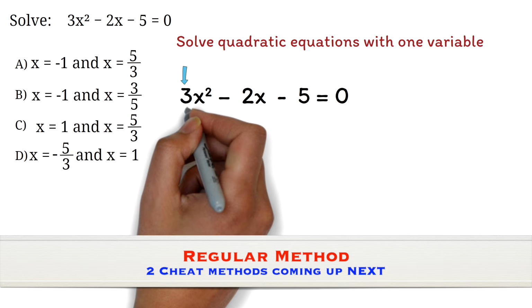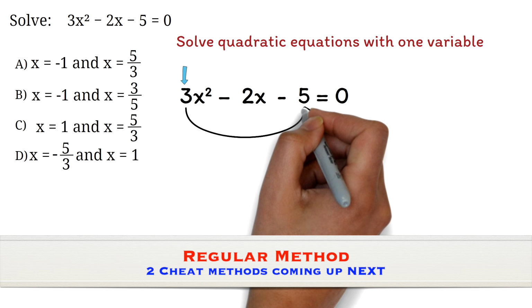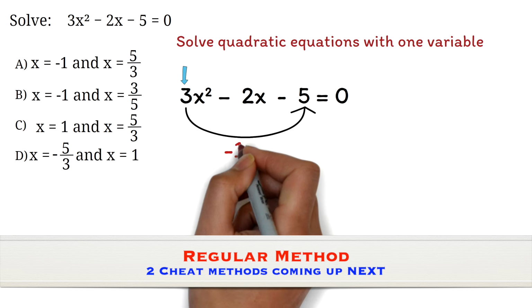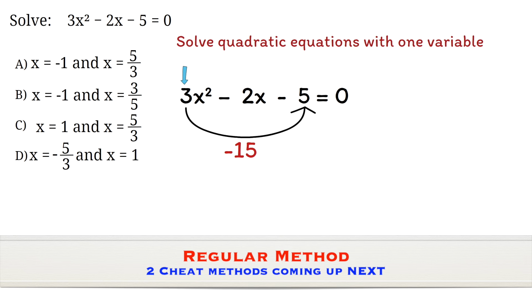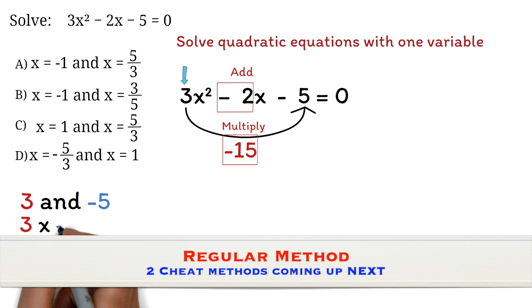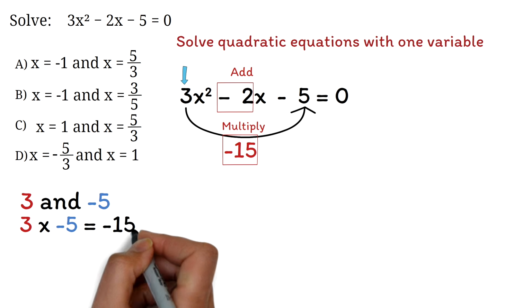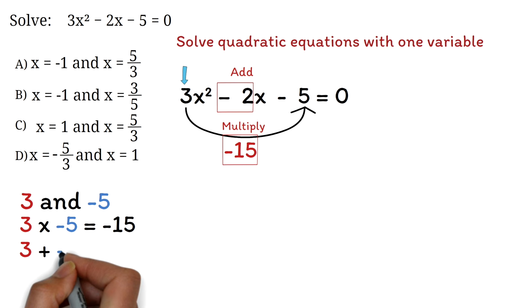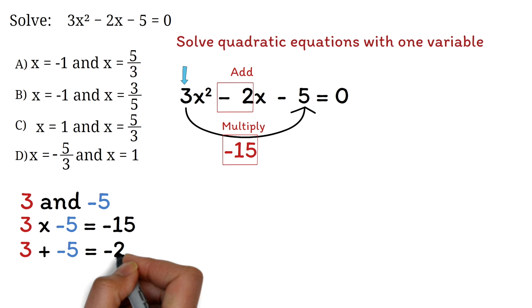Since the coefficient of the x squared is not 1, our first step will be to multiply the coefficient, 3, by the constant -5. This gives us -15. We need 2 numbers that multiply to -15 and add up to -2. This takes some trial and error and depends mainly on how good your multiplication is. The 2 numbers will be 3 and -5, because 3 times -5 is -15, and 3 plus -5 is -2.